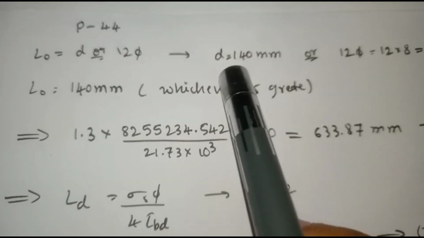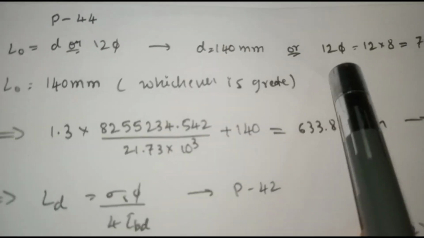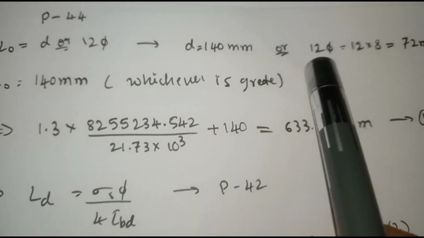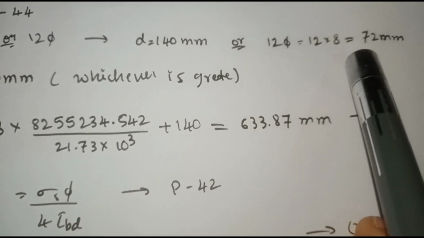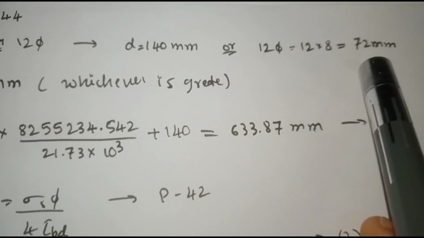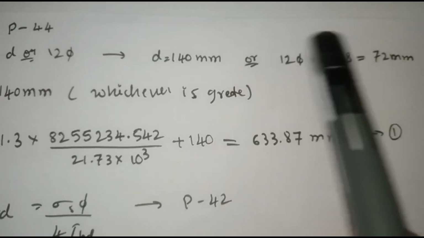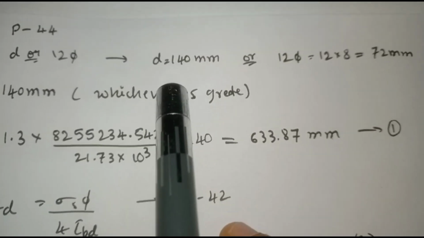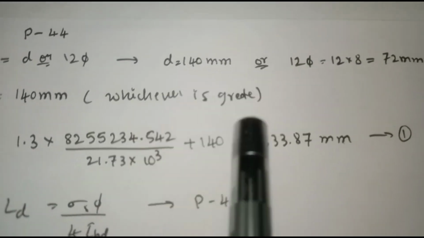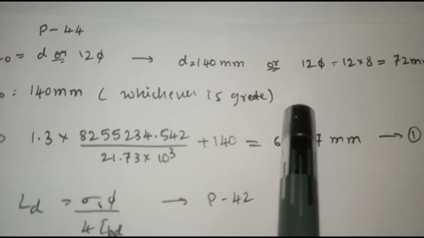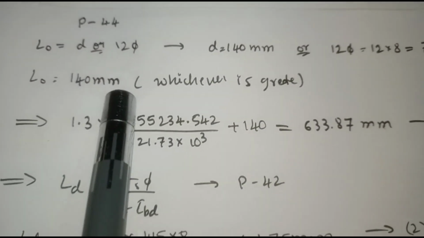So the effective depth we got was 140 mm. Now for the 12 phi value, by substituting, we get 12 into phi diameter. I have taken 8. So by simplifying it will come out to 72 mm. They have clearly mentioned in the clause that our L0 value should be the greater value. So which is greater? 140 mm is greater. So I am taking the L0 value as 140 mm.